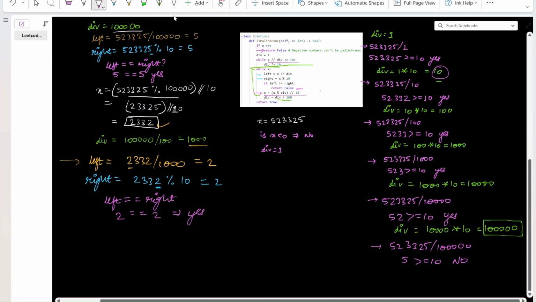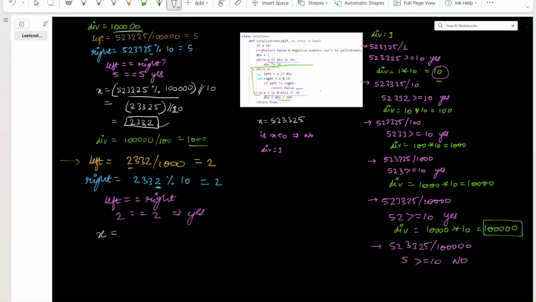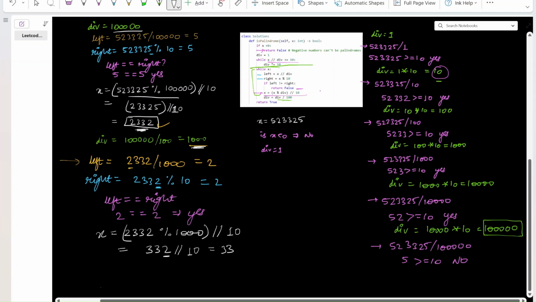So to update x, x would be equal to our current x, which is 2332. So 2332 %div, which is 1000, %1000 divide by 10. So the inner value would come down to 332 because we are doing percent, and then we have to divide it by 10. This comes down to 33 because we are removing 2 from here. And then we need to update our div as well. So div would be equal to our current div, which is 1000, divide by 100. It comes down to 10.